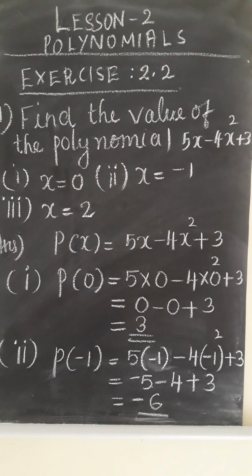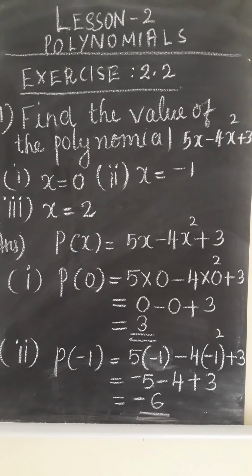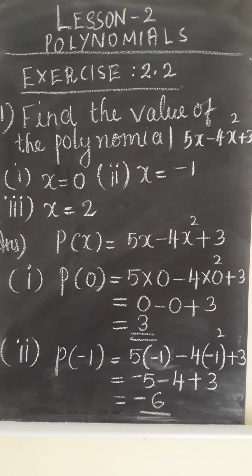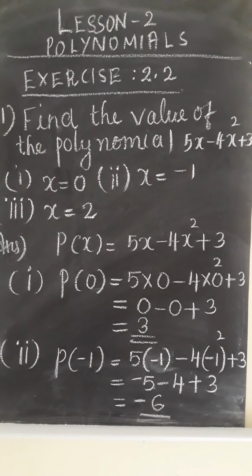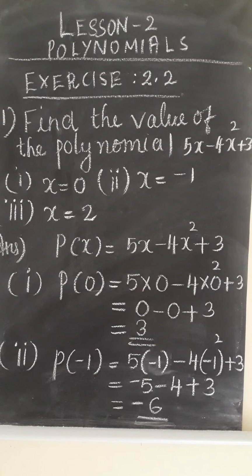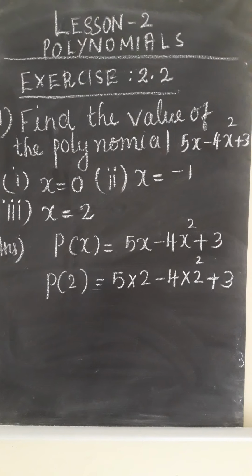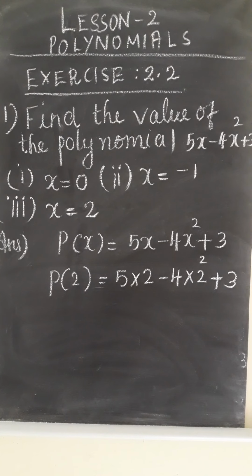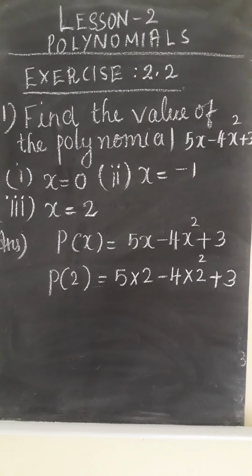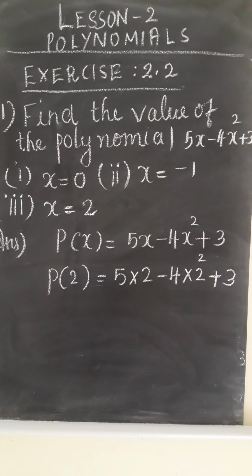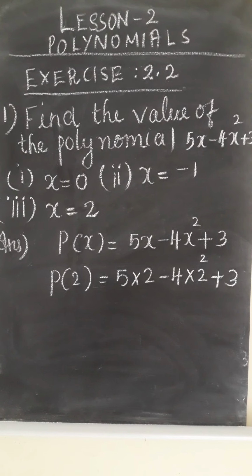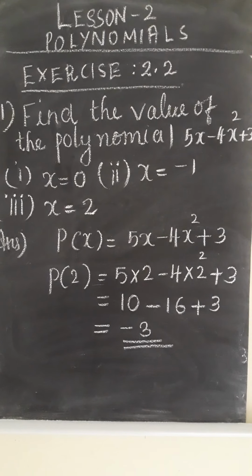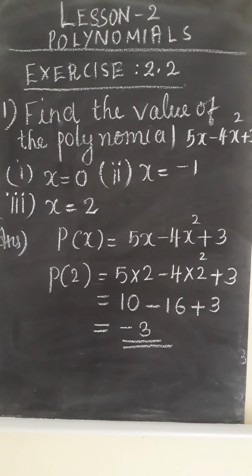Similarly, we can complete the third question. You have to calculate p of 2 because the value of x is 2. So p of 2 is equal to 5 into 2 minus 4 into 2 square plus 3. So you will get 10 minus 4 into 4, it is 16, plus 3. So our final answer is minus 3.